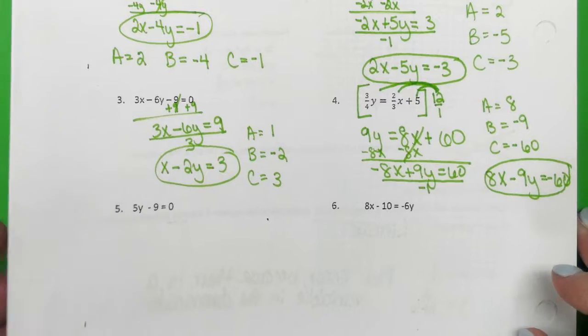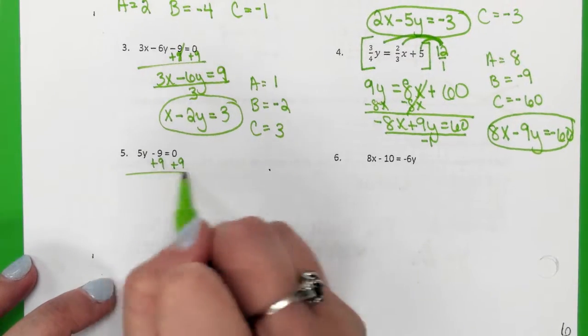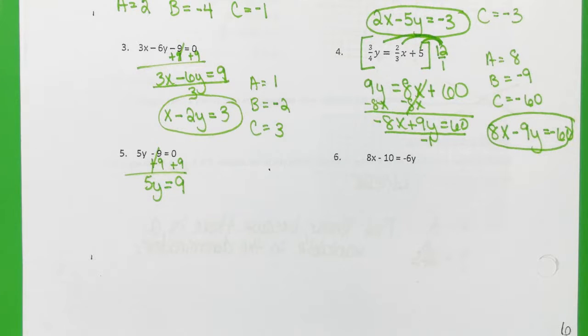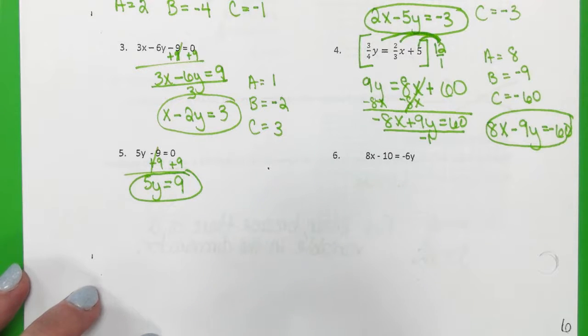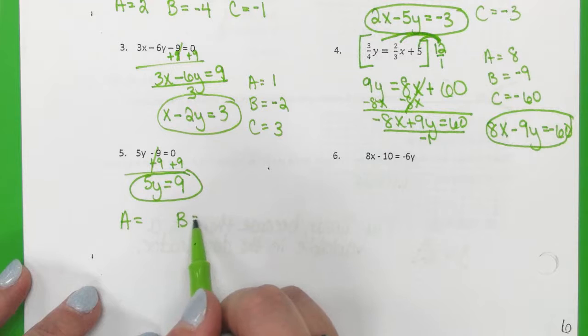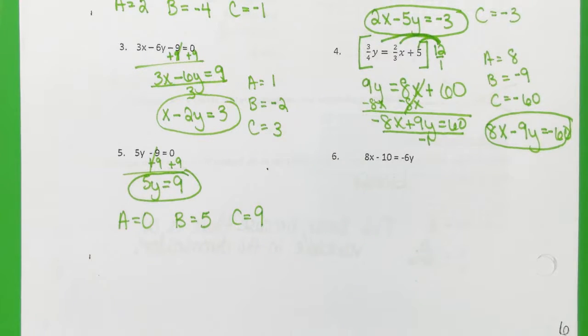All right, number 5. Here we go. You add the 9. Very good. I leave it like that, just like I did on number 4. But what's my A, B, and C? Very good. Perfect, perfect, perfect. Y'all okay? Am I going too fast? No?